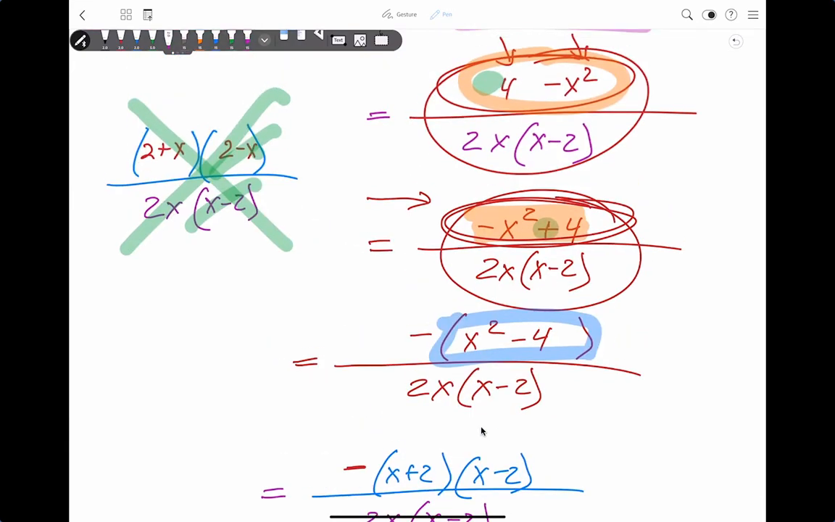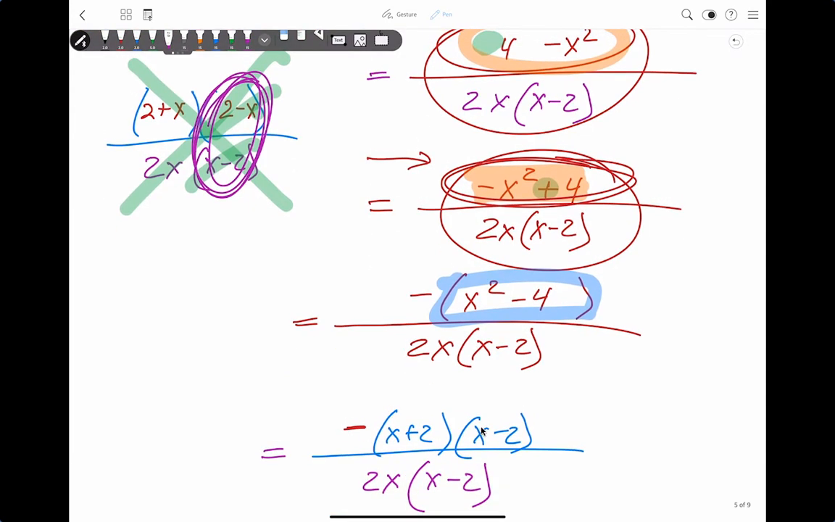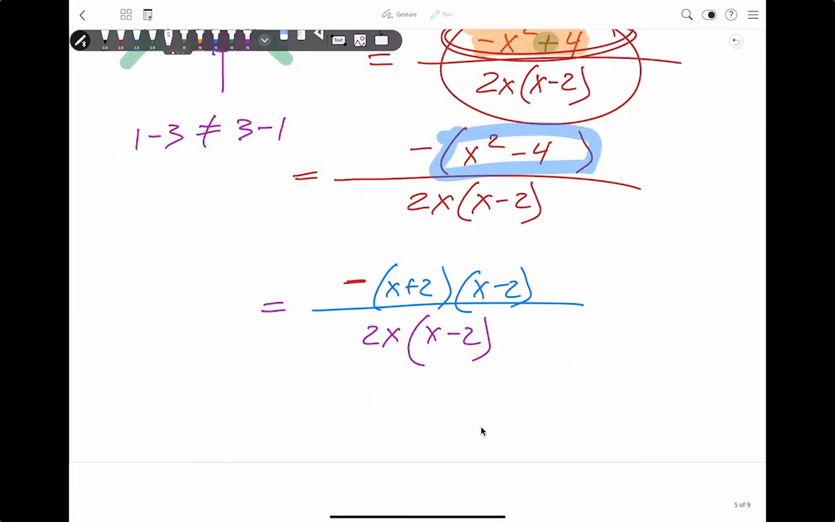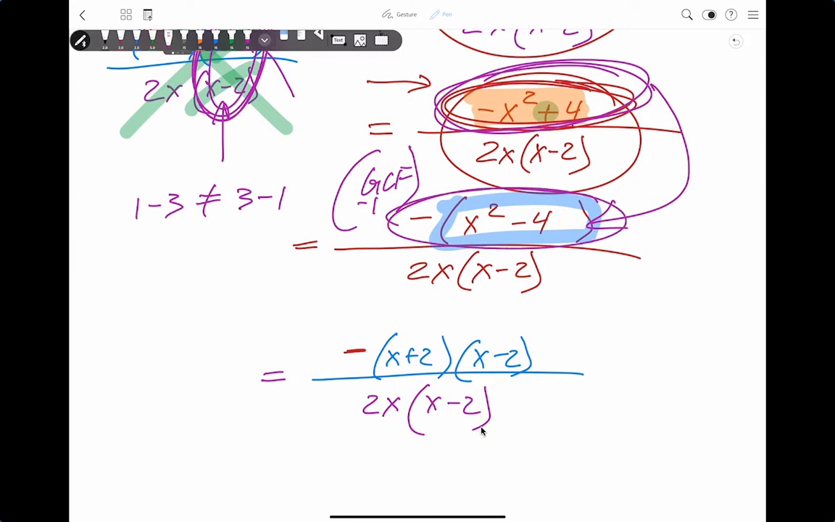And now you can see up here where you were trying to cancel these, which you cannot cancel when they're written like that. And the reason why you can't is because subtraction order matters. 2 minus x is not the same as x minus 2. Just like 1 minus 3 is not the same as 3 minus 1. Okay, so subtraction order matters. The same with division, order matters in some respect. So that's why we had to do this clever GCF out a negative 1 to get from this step to this step here. And then we did a difference of squares, which was the x squared minus 4.